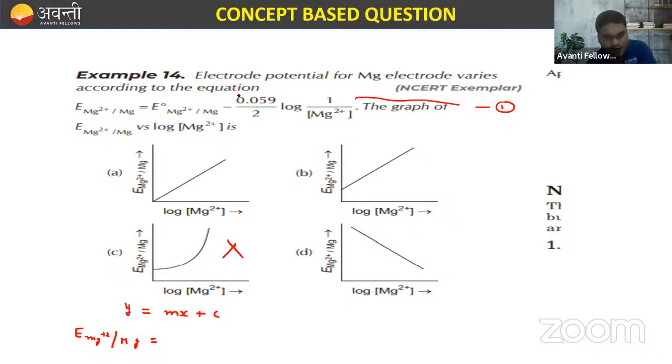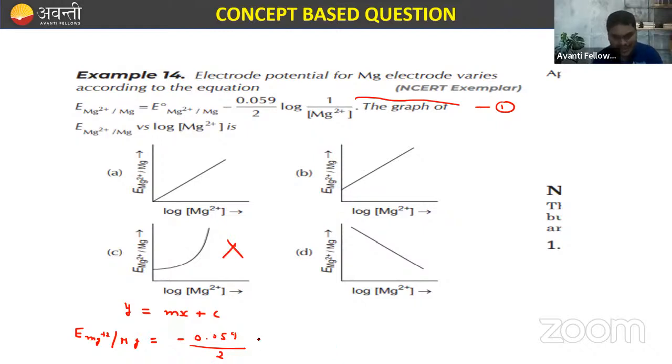In this, we have a slope of 0.0591. Let me explain this. In case of M, we have minus 0.059 divided by 2, and this is log 1 upon Mg2+. Here in all the options, we have only log Mg2+. We don't have any option of log 1 upon Mg2+. So we can convert it to log Mg2+.